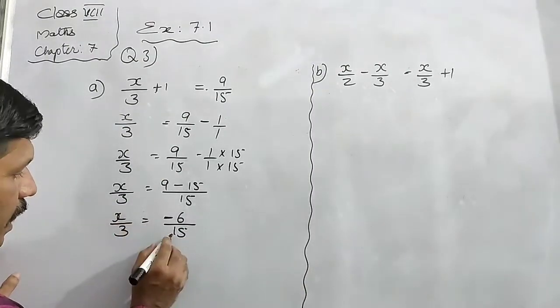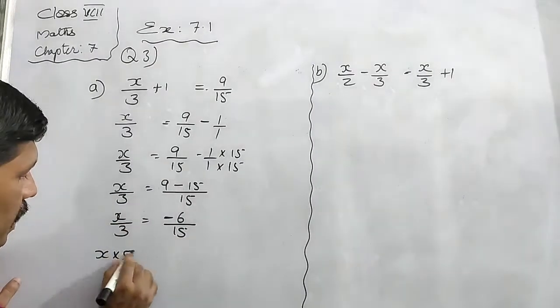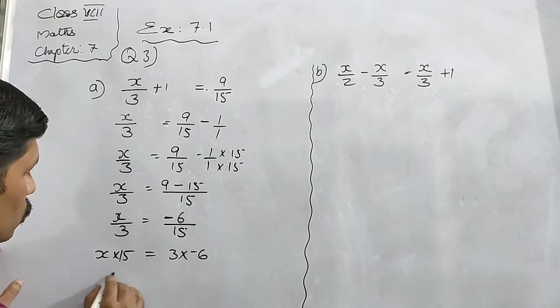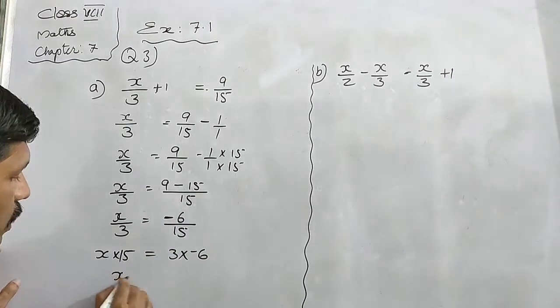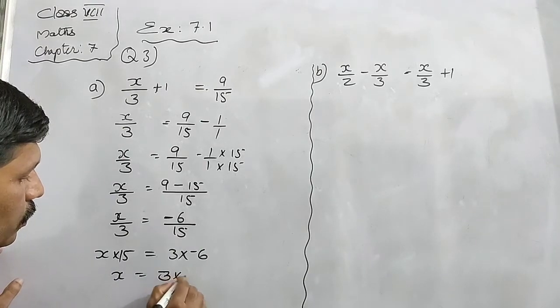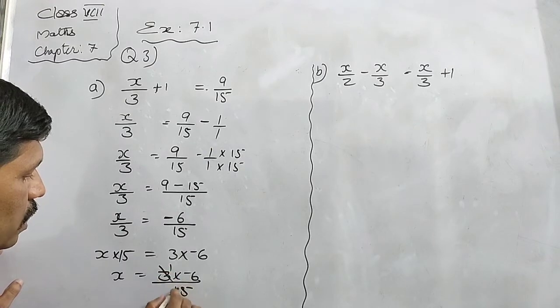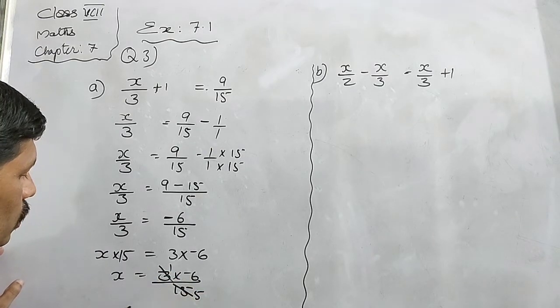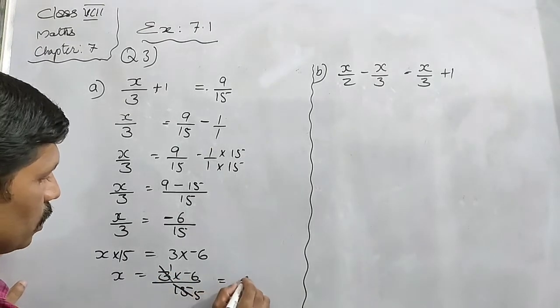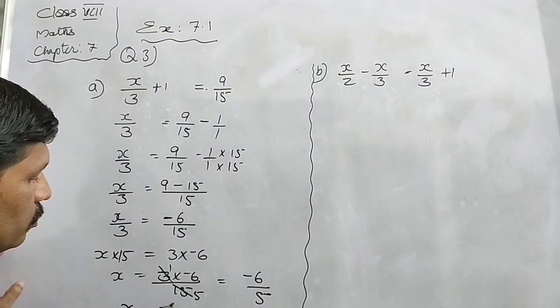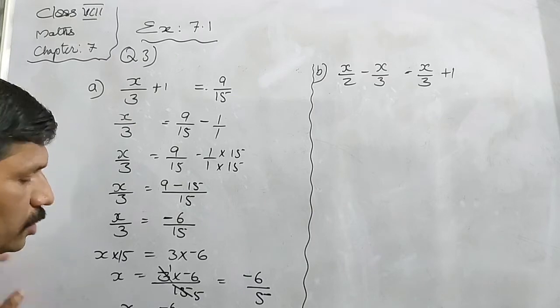Now students, you know that we can cross multiply. So in this way, x into 15, and 3 into negative 6. So x is equal to 3 into negative 6 upon 15. Here we can cancel the 3 ones and the 3 fives. So x is equal to negative 6 upon 5. I think students, you understood that.